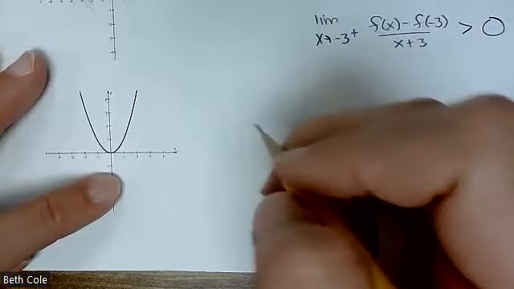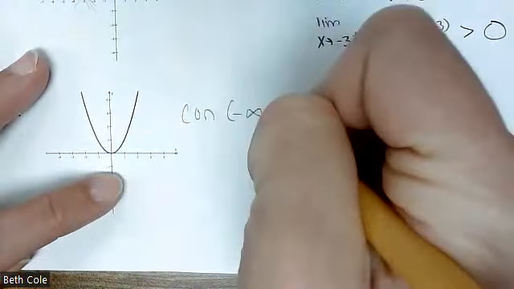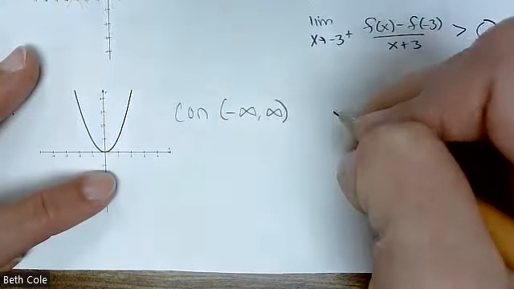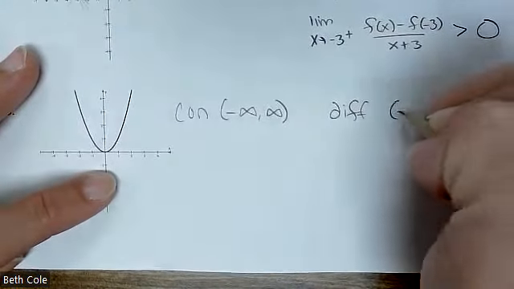Okay. And then I ended with the easiest one. Is this continuous? Yes. So continuous everywhere. And is it differentiable? Yes. So differentiable also everywhere.